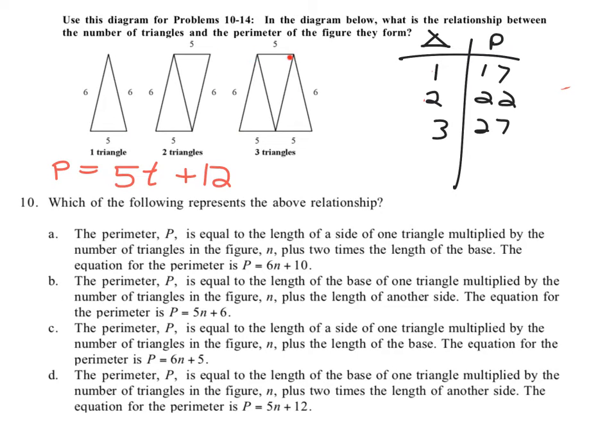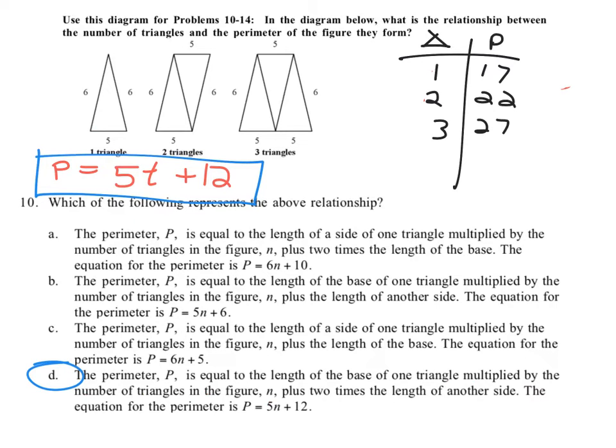This 6 and that 6, one on each side. So essentially we've just got the equation P equals 5t plus 12, which I see down here, and let's read the description of it. The perimeter, P, is equal to the length of the base of one triangle, that's this 5, multiplied by the number of triangles in the figure, right?